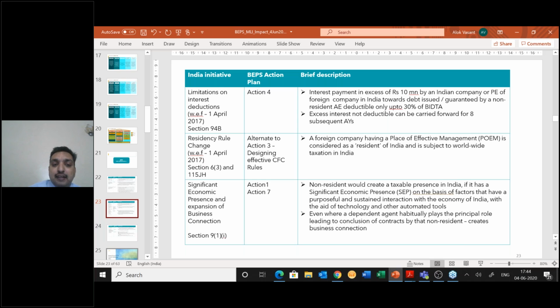And India has also expanded the definition of business connection. So even where a dependent agent habitually plays the principal role leading to conclusion of contracts, that could also create a business connection, even though the agent doesn't conclude the contracts per se. So even if his role is limited to convincing the foreign principal or convincing the customer in India to buy the goods of the foreign principal, he could still create a business connection for the foreign principal.